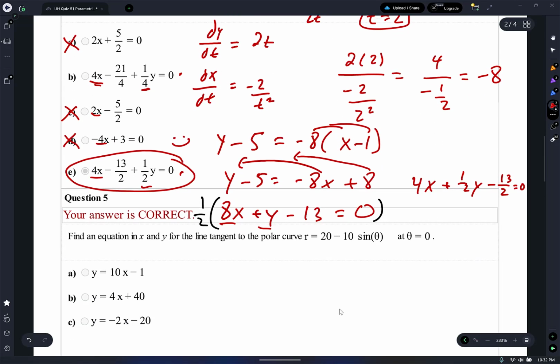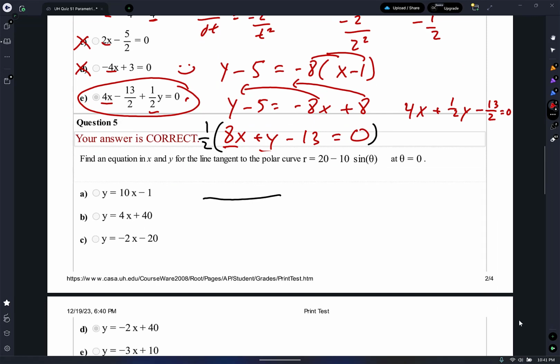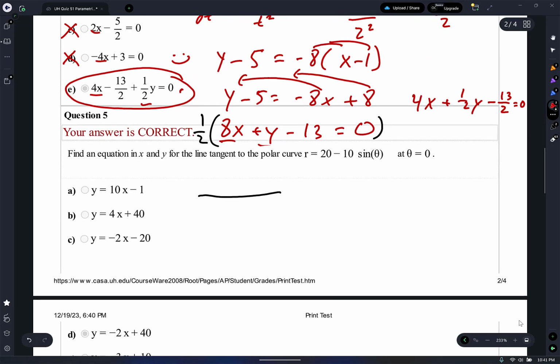All right, guys, here we go with number 5. So number 5 is the same deal. Find an equation in x and y for the line tangent to the polar curve at theta equals 0. The first thing you need is an x and y coordinate. So your x is equal to r cosine theta, guys, and your y is equal to r sine theta. You need an x and y point because they want a tangent line. So that's exactly what we're going to do. We're going to plug in theta equals 0 here.